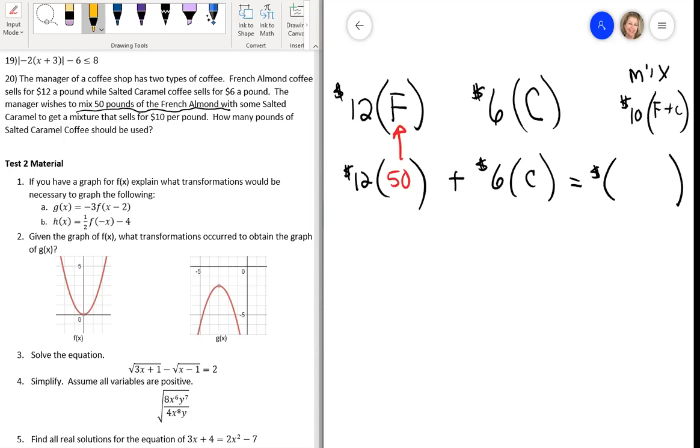And here's the tricky part. It's however many pounds of French almond, which I know is 50, added to how many pounds of the caramel. I don't know that, so that's C. Oops, where's my $10?